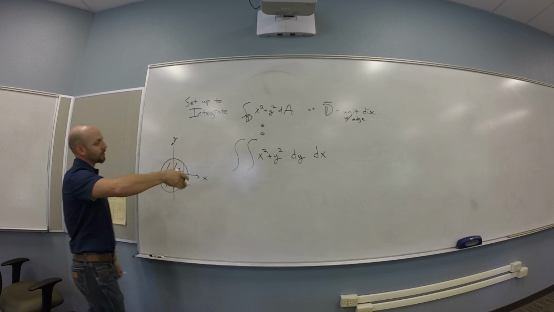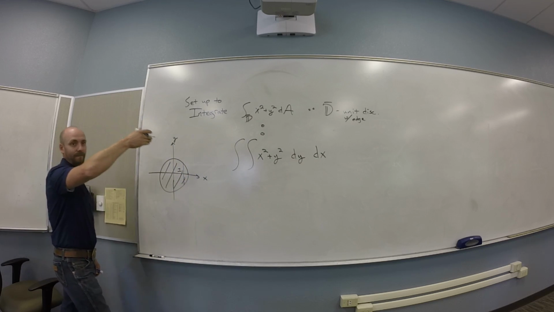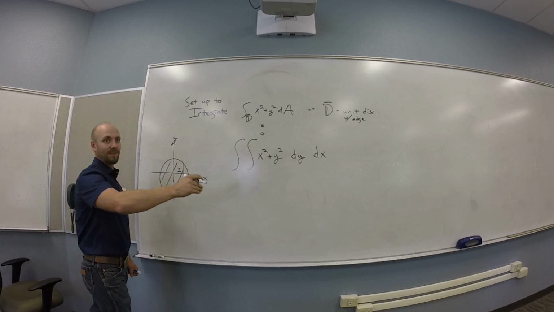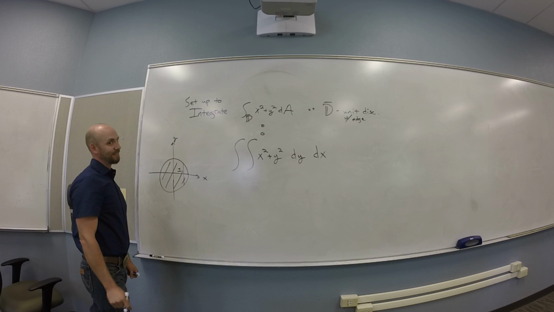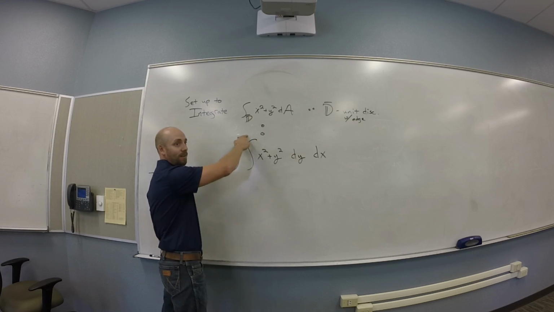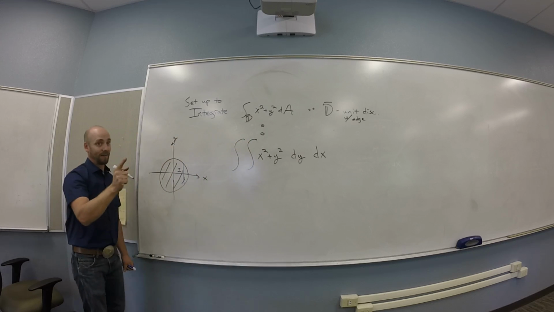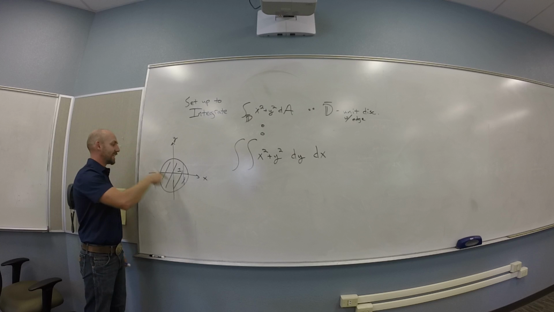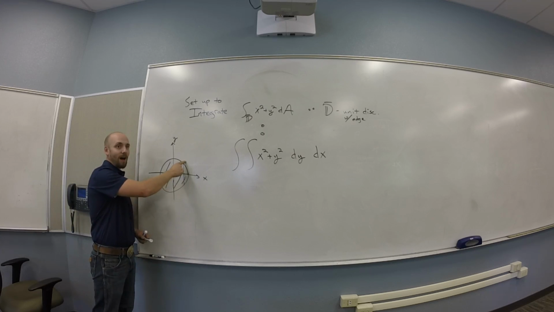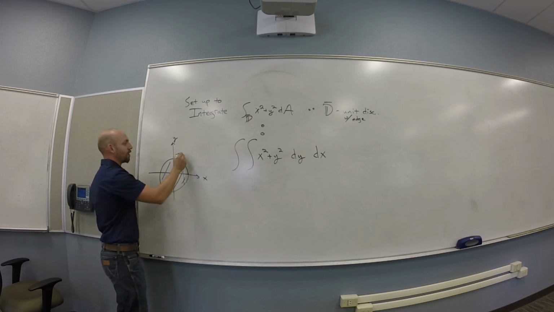Okay, so where do the y's range from? If I did negative 1 to 1 and negative 1 to 1, I'd get a square. But this thing isn't a square, right? The y's start at the bottom and go to the top. So I need to figure out where the y's range.